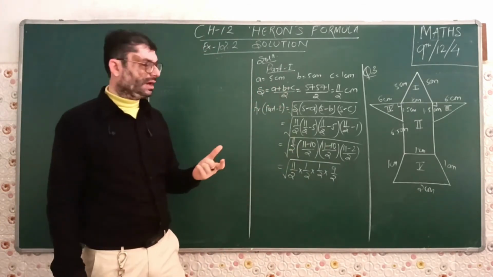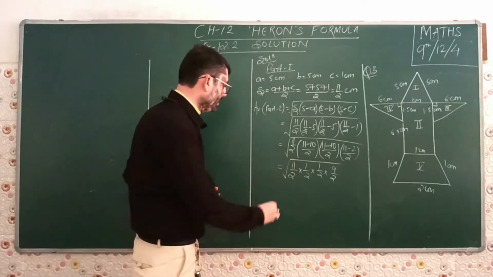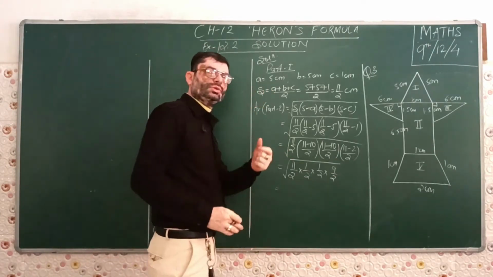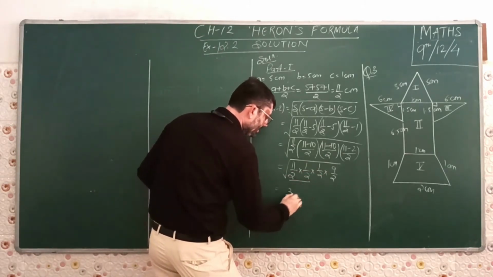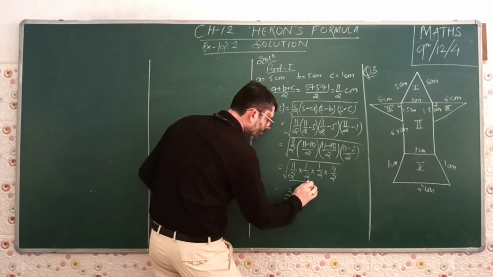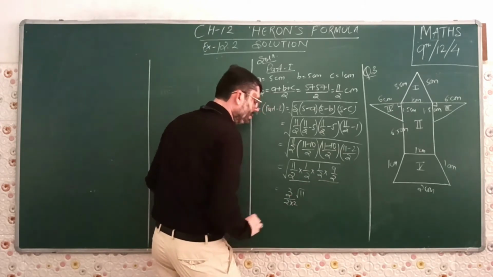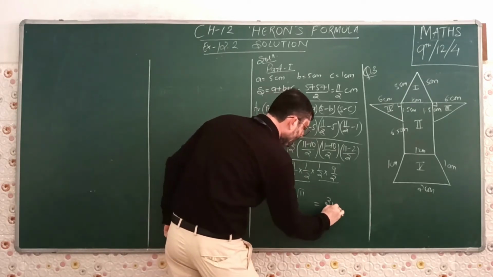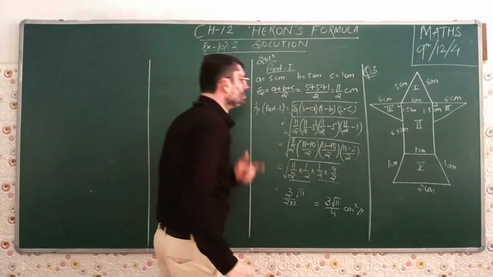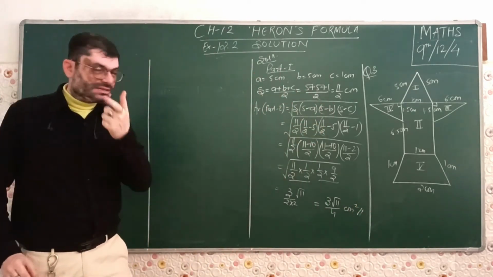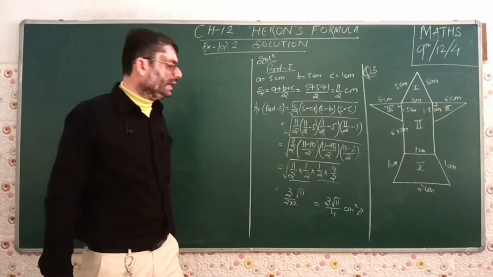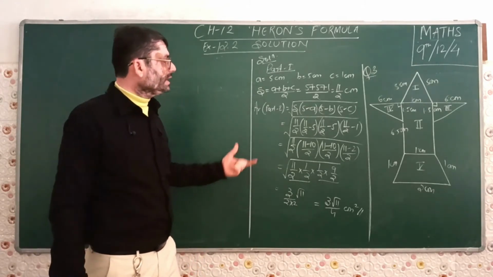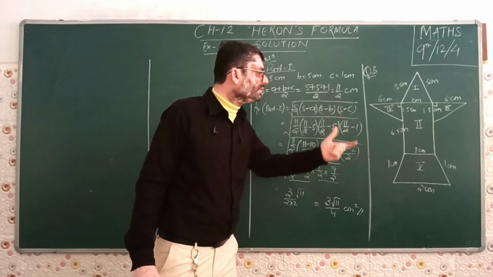Let's consider the square root for the numerator as well as for the denominator. 11 is not in a pair, so no root is possible. 9 can be written as 3 times 3, and the 2s are pairs, so this is 2, again 2 for this pair, and root under 11 remains as it is. So finally we have got 3 root 11 divided by 4 centimeter square as the area of the triangle, part 1. So area of part 1 is 3 root 11 by 4 centimeter square. Let us move on with part 2, part 3 and 4 and so on.